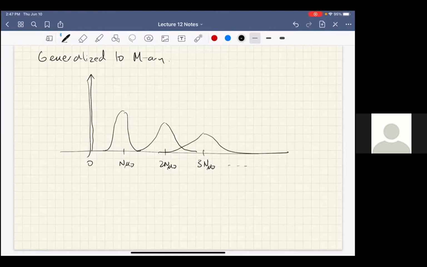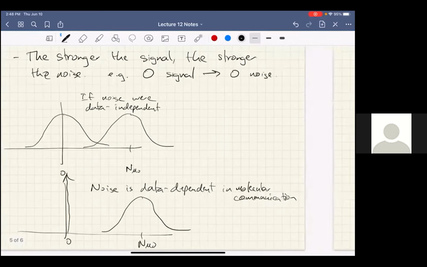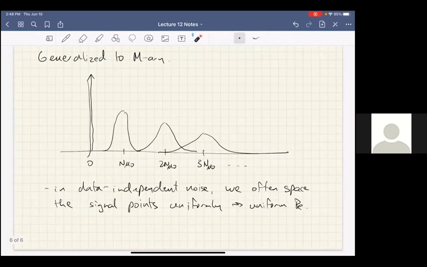So we can see that in practice, well, I'll just leave this as a thought for you. In data independent noise, we often space signal points uniformly, which leads to uniform probability of error. So for instance, if I go back to the previous page, because of the symmetry of the Gaussians, here's the threshold, the weight under this tail would be about the same as the weight under this tail. That's no longer true over here. If I space them uniformly, the errors that I get if I send a 0 are different from the errors that I get if I send an n mu naught and 2n mu naught and so on.